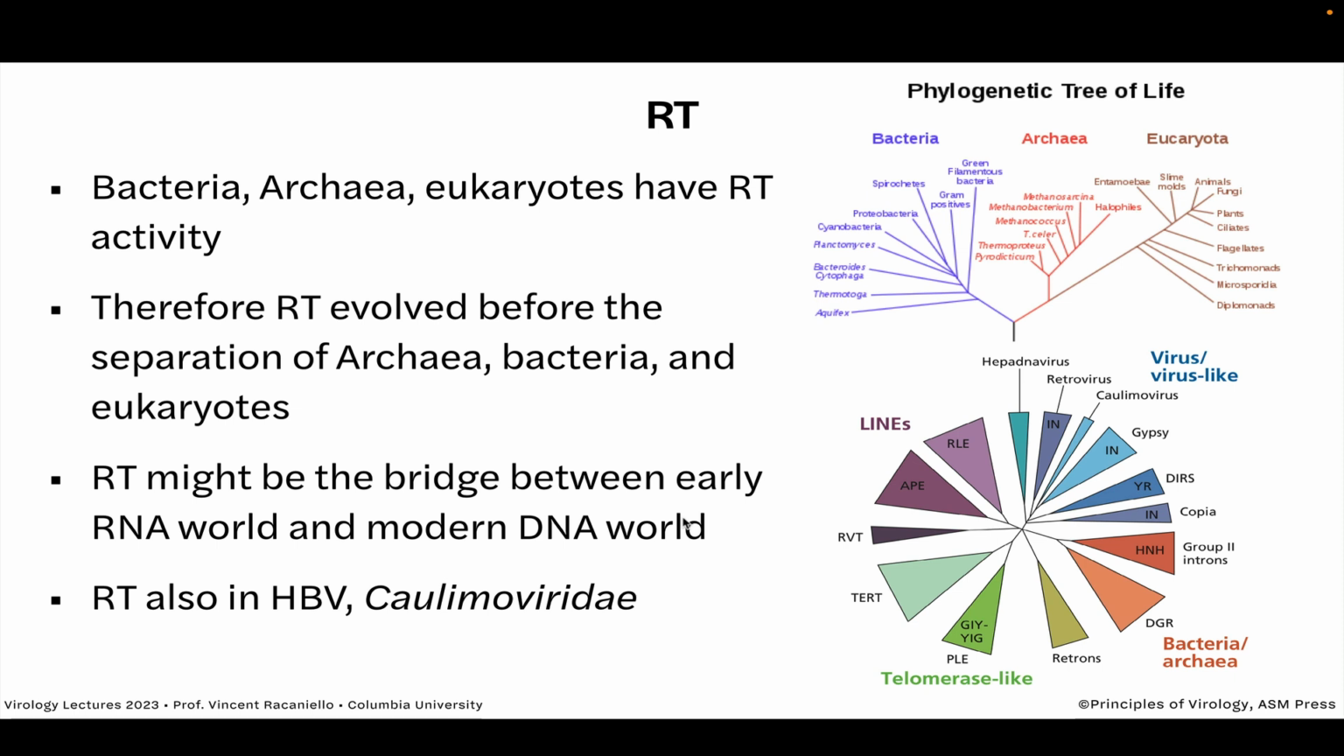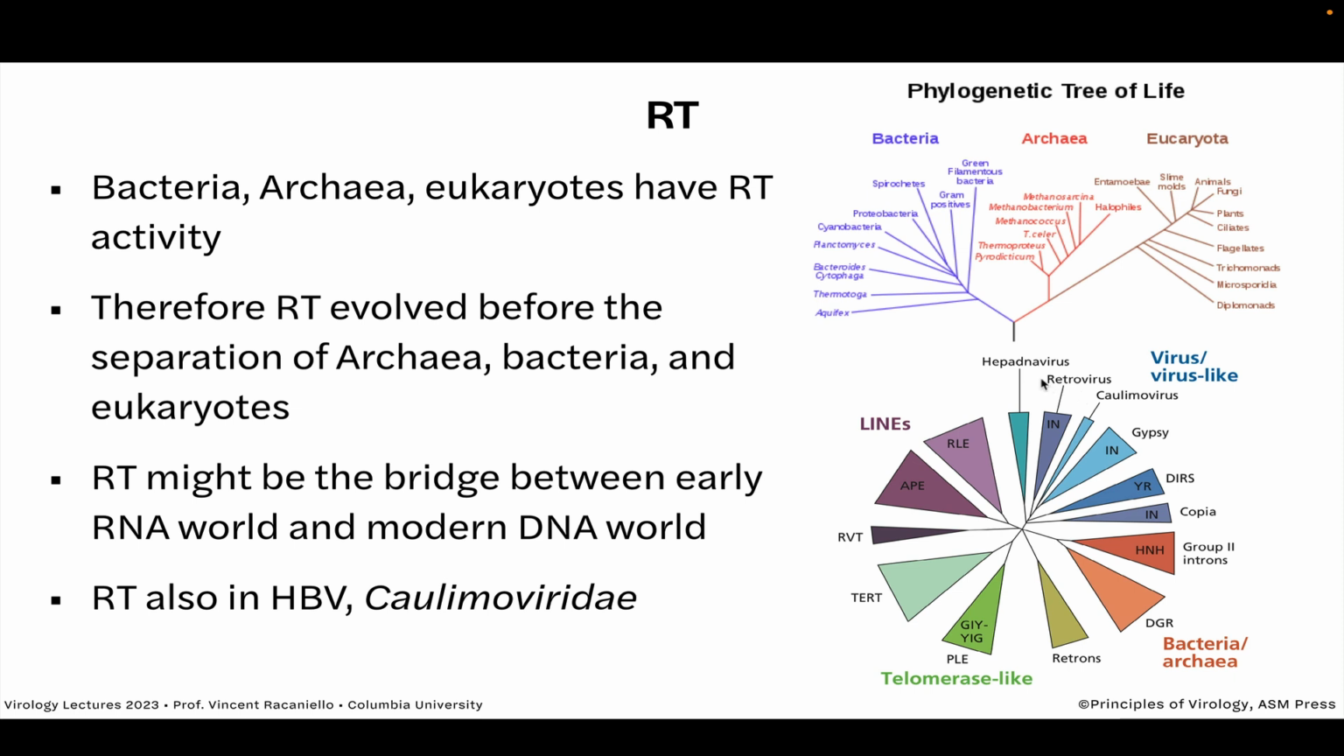It can get much bigger than RNA, so it can give rise to complex cells and organisms. Reverse transcriptase, besides being present in bacteria, archaea, and eukaryotes, is also found in hepatitis B virus, as we will talk about today. It's also found in a family of plant viruses, the Caulimoviridae. On the lower right here is a circular phylogenetic tree of all the different kinds of RTs that are found.